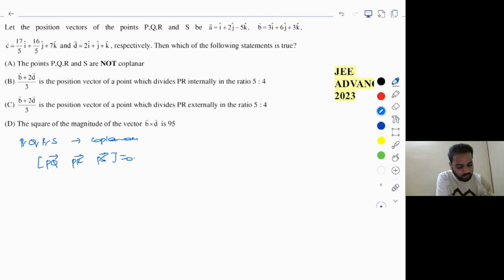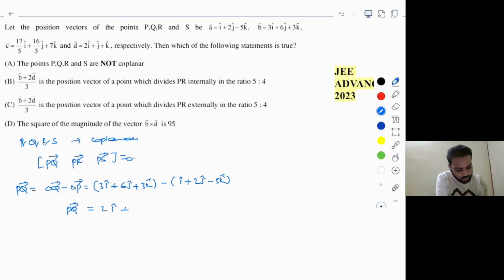And again, once again, you know how to find out the vectors PQ bar and everything here. Okay, so PQ bar here is nothing but OQ bar minus OP bar. And clearly the point Q is directly given to you, that is 3i cap plus 6j cap plus 3k cap. Minus OP bar is also given to you, i cap plus 2j cap minus 5k cap. And if you do the proper calculation, you get the vector PQ bar as 2i cap plus 4j cap plus 8k cap. So you have the vector PQ bar.